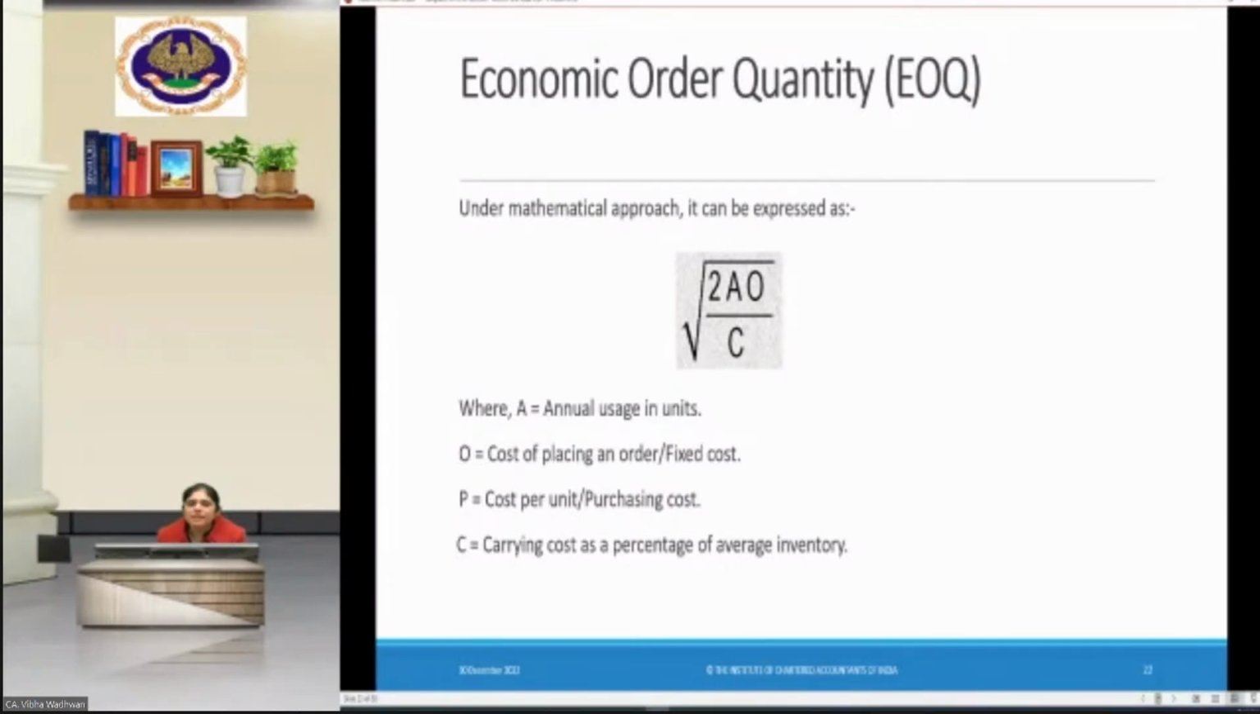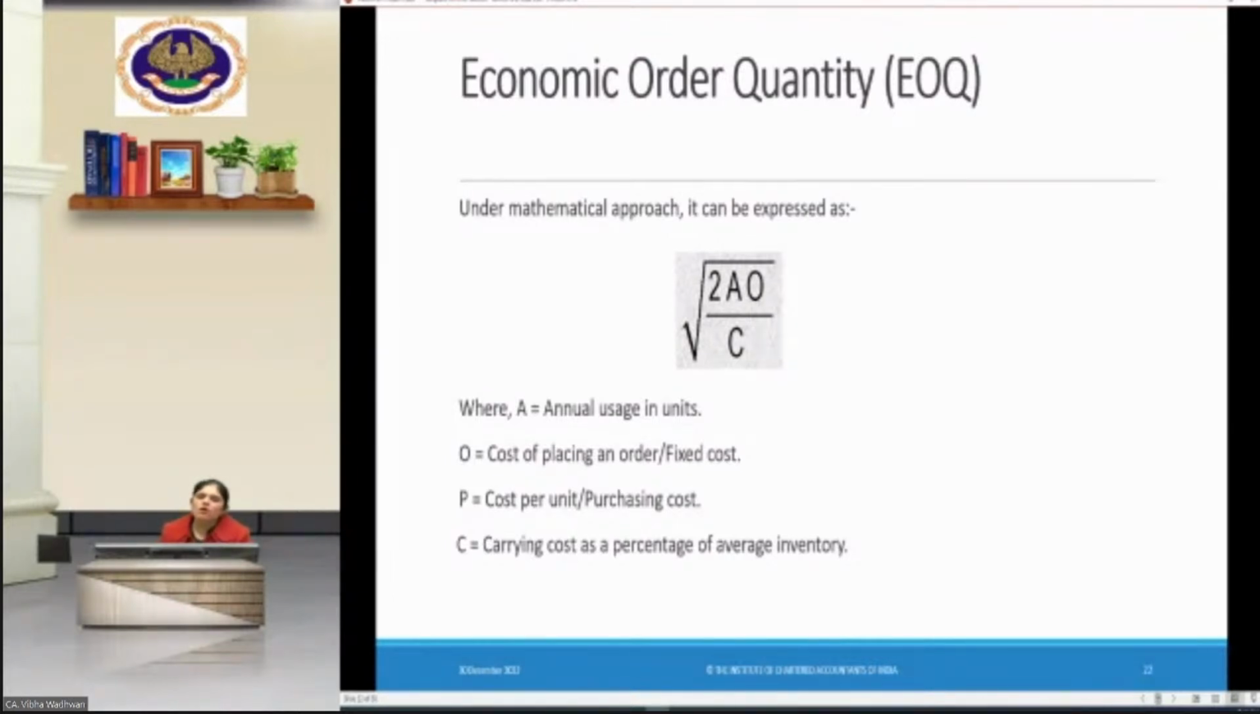Remember, it's economic order quantity. The answer should be in units of raw material. And raw material unit could be kg, could be liter, could be ton, could be anything. All right. So the answer should be in quantity because you are calculating the quantity and not the value. Clear? So annual usage means annual consumption of raw material.